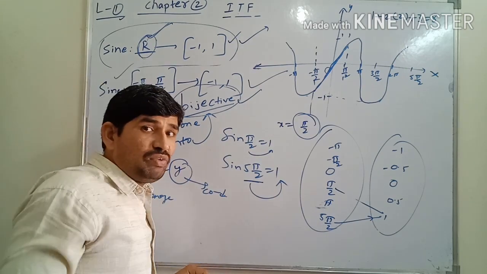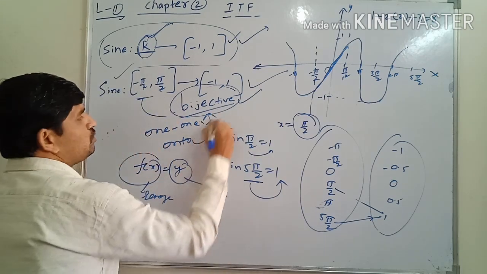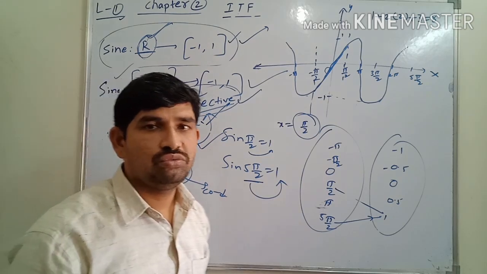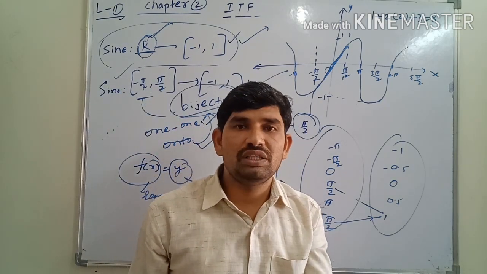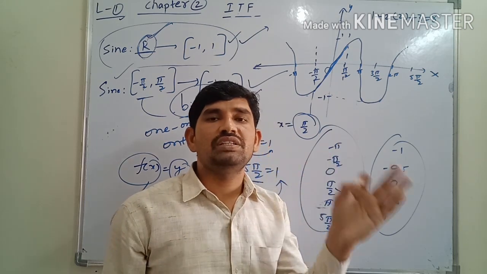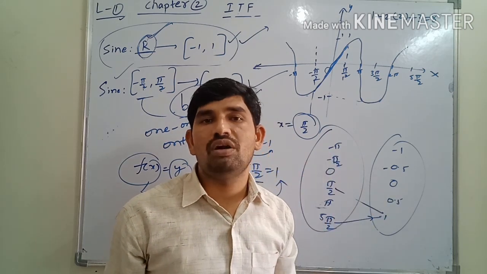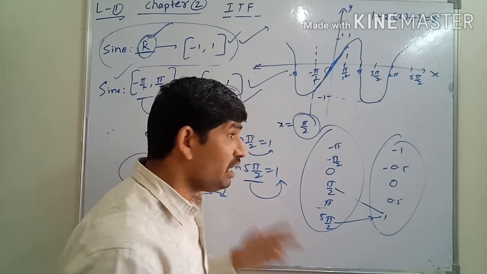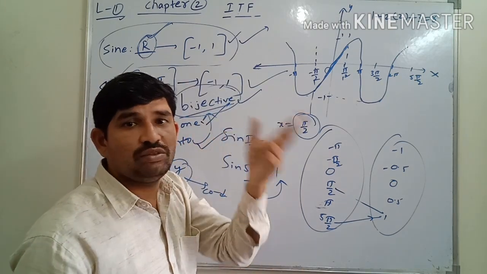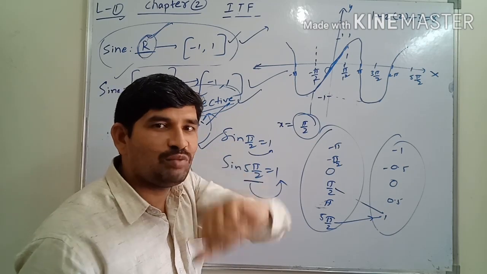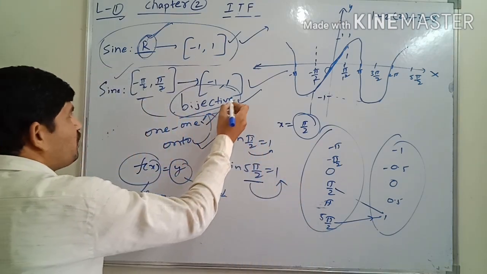Remember, if a function is bijective, it should be one-one and onto. If the function is one-one and onto, the function is bijective. The definition of a bijective function: if the function is one-one and onto, then it is called a bijective function. And if the function is bijective, we say the function is invertible. Are all of you able to understand?